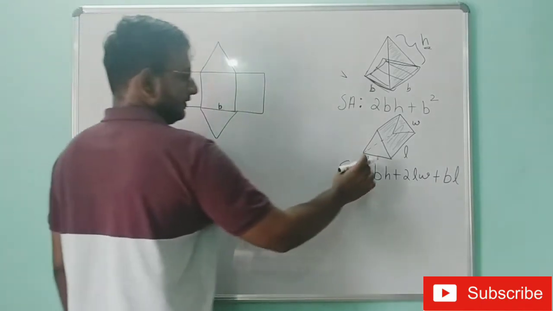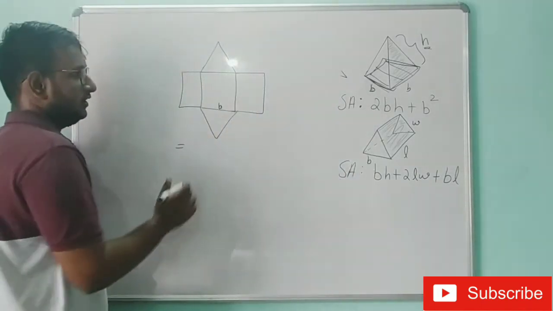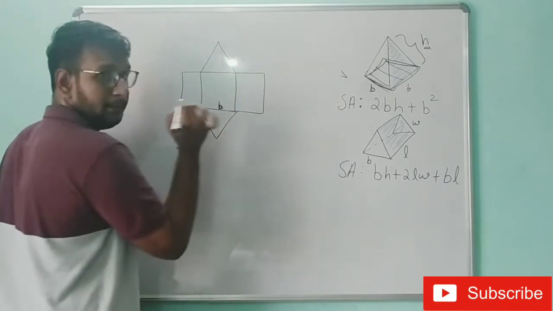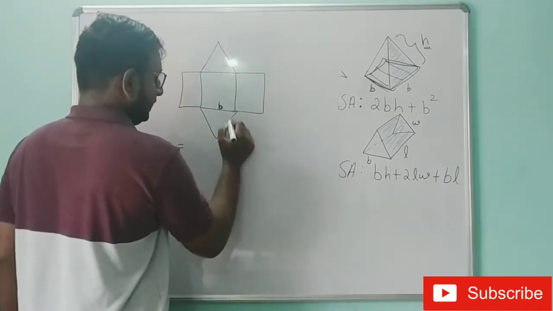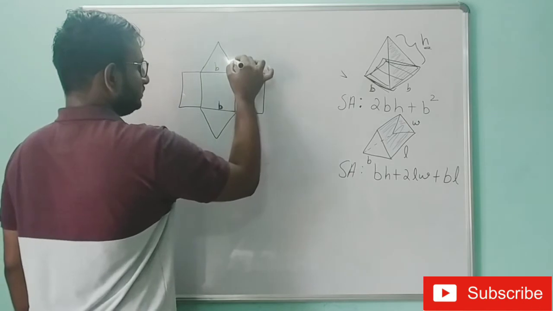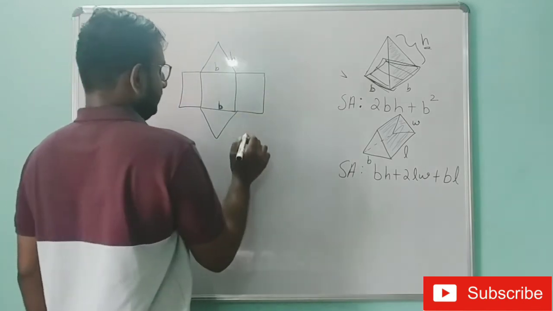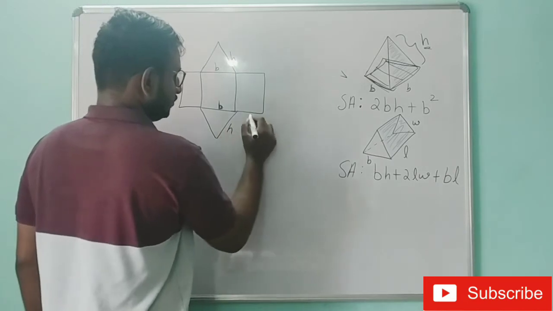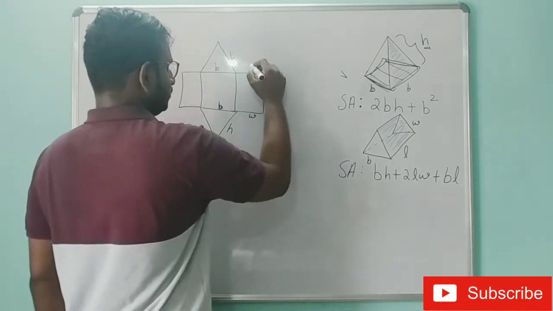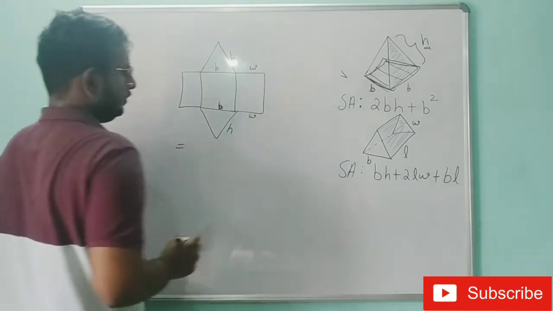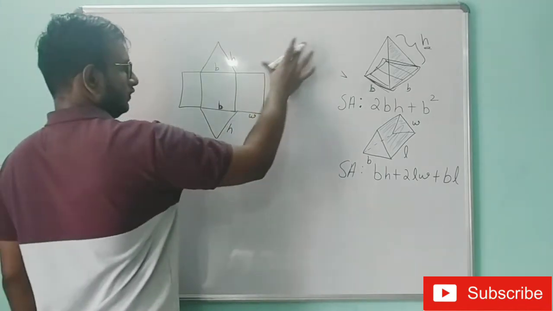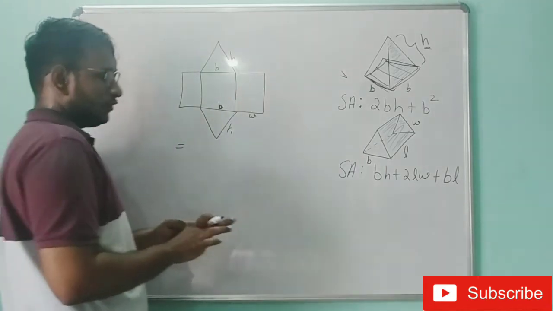Okay, so let's first arrange the lengths over here. This portion will be B. This portion will be B as well. This portion will be height. Then this portion will be W. This portion will also be W. Okay, so we are going to calculate this.